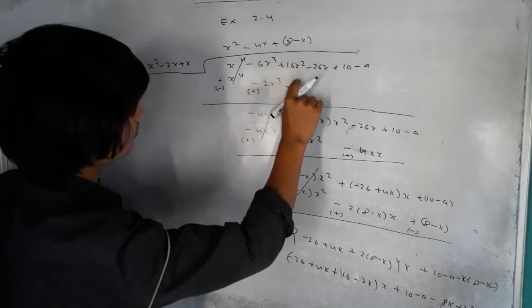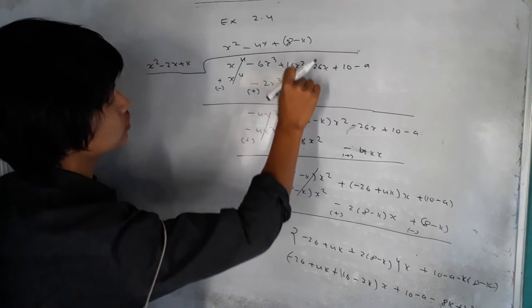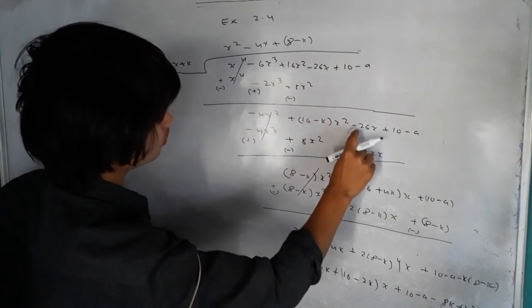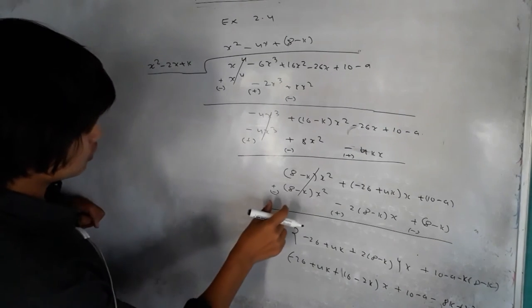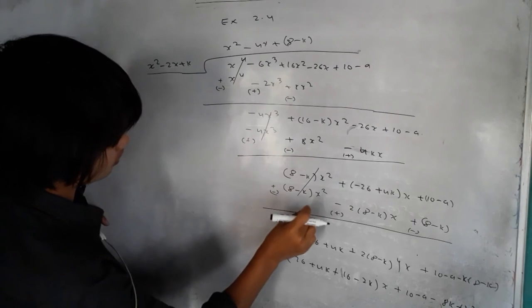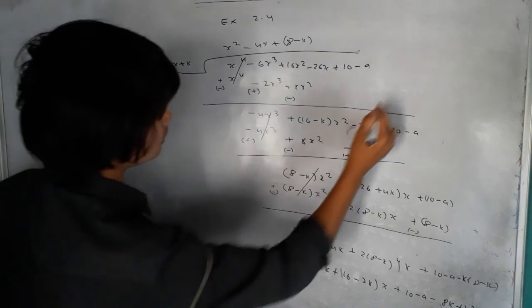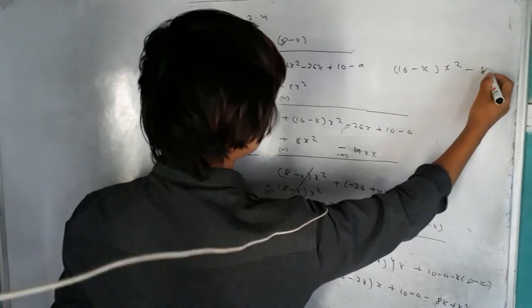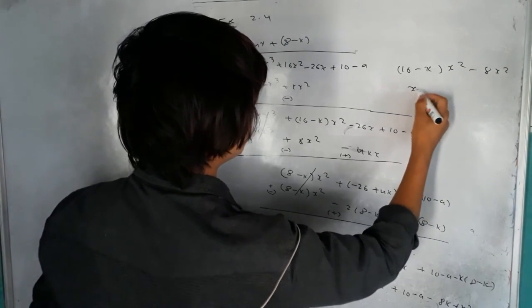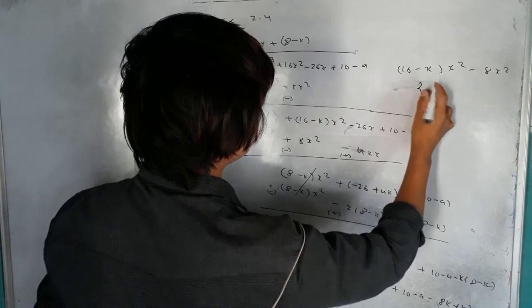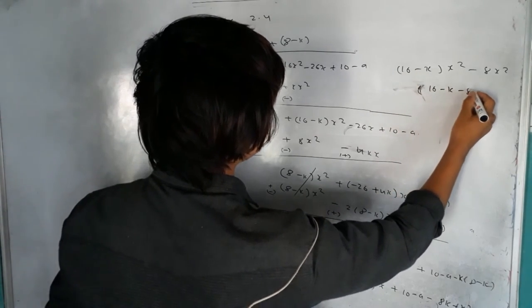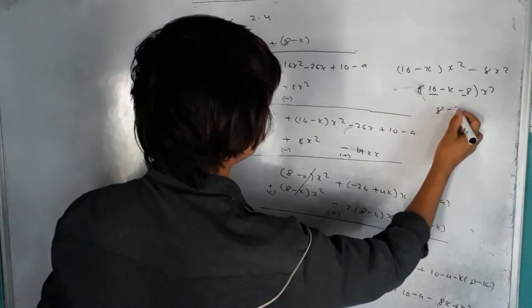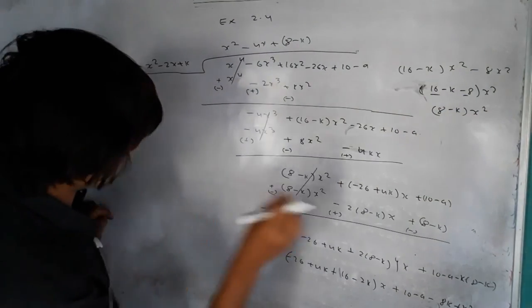I need to subtract this number, but I cannot subtract directly because it is k, so the value is unknown. So I'll write like this and I'll rewrite all those: minus 26x plus 10 minus a. So I need to subtract, plus into minus, minus. When I subtract this number by this, it means 16 minus k x square plus minus 8 x square. I'll take out common x square. If I take x square common, then what will be the remaining here? 16 minus k minus 8 will be x square. I'll take common because in order to subtract this, 16 minus this like term will be 8 minus k x whole square. In this way I am subtracting these two numbers.